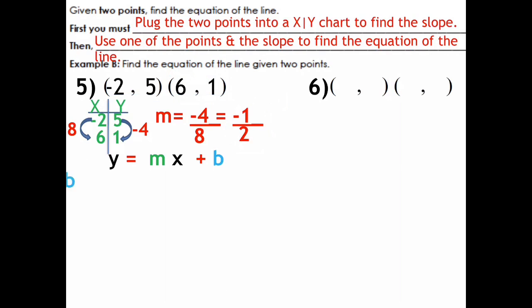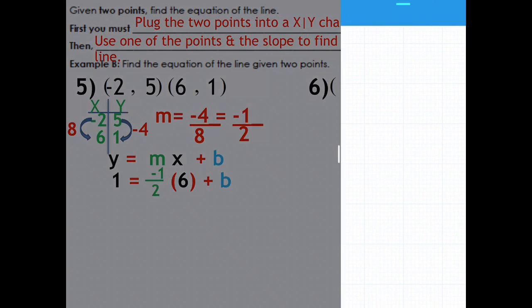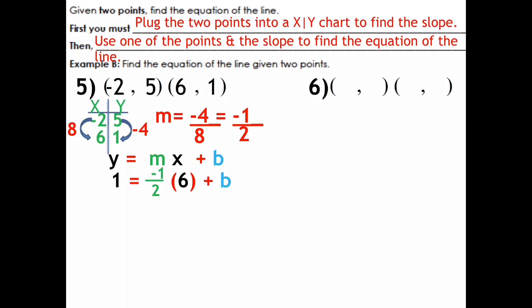So we have 1 equals negative 1 over 2 times 6 plus b. Now when we multiply these two on the side right here, let me get rid of this first. Okay, we're going to plug in negative 1 over 2 and multiply it by 6 in our calculator. That's going to get us a negative 3. So this right here turns into negative 3. All right, go ahead and solve for b and tell me what the equation is.